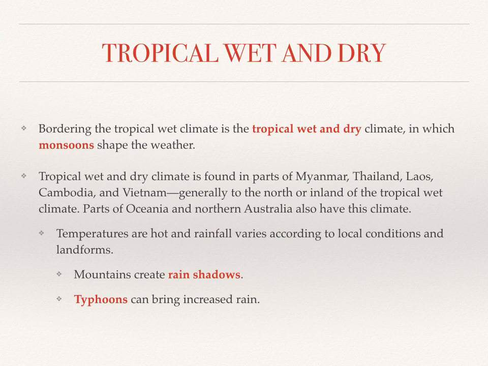Tropical wet and dry. Bordering the tropical wet climate, you usually find the tropical wet and dry climate. And in this area, monsoons also shape the weather. You can find the tropical wet and dry climate in parts of Myanmar, Thailand, Laos, Cambodia, and Vietnam. It's generally to the north or a little bit inland of the tropical wet climate, because as you move north, you move away from the equator, so you're not going to have quite that tropical climate anymore. Parts of Oceania and northern Australia also have this tropical wet and dry climate.